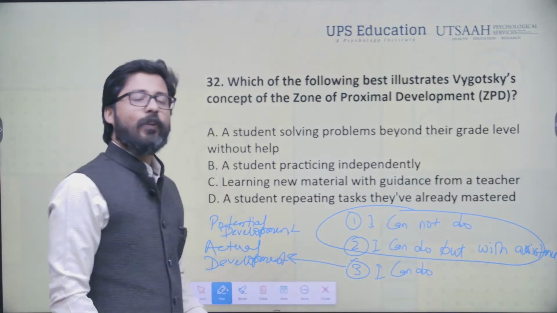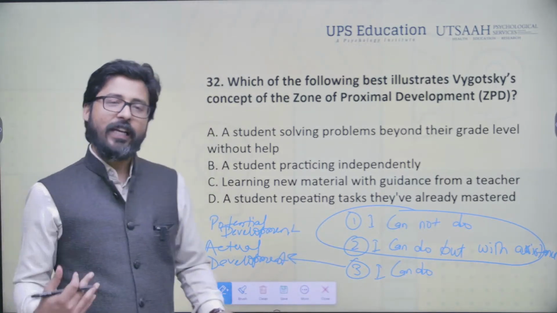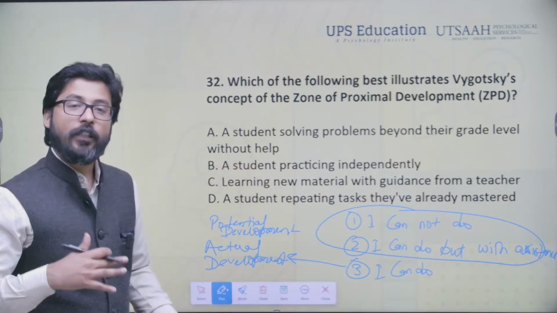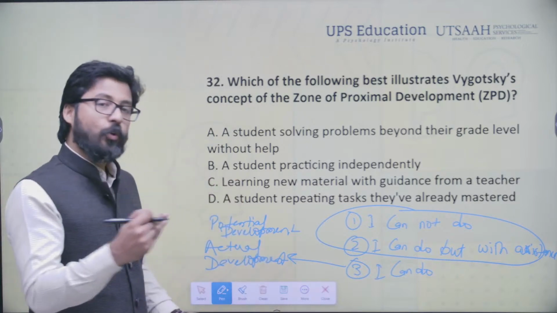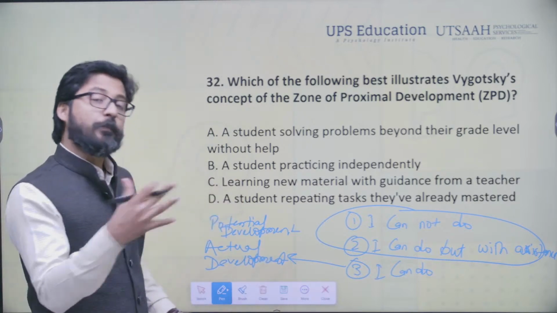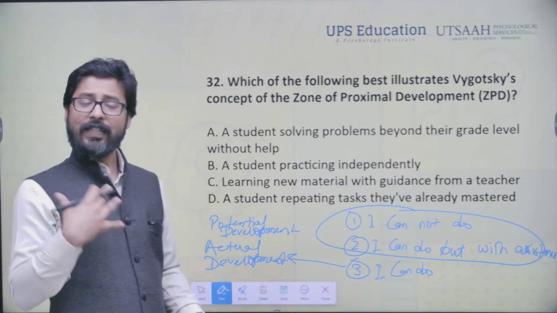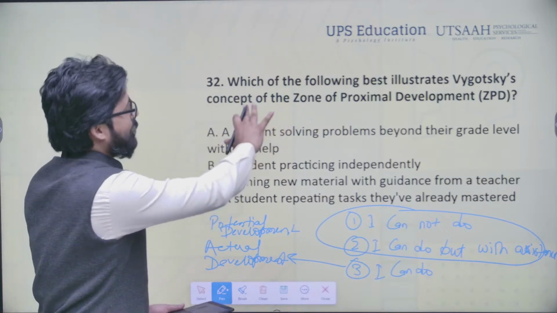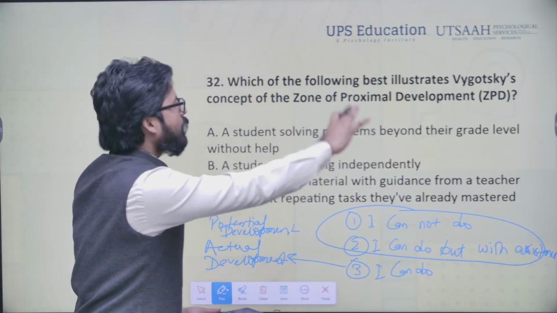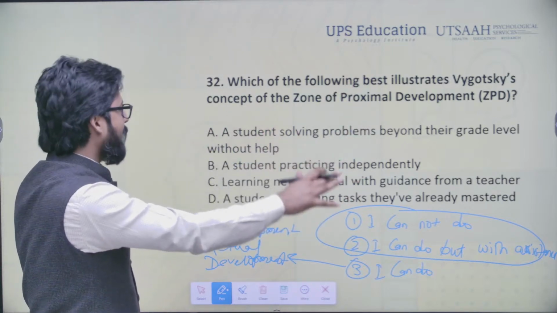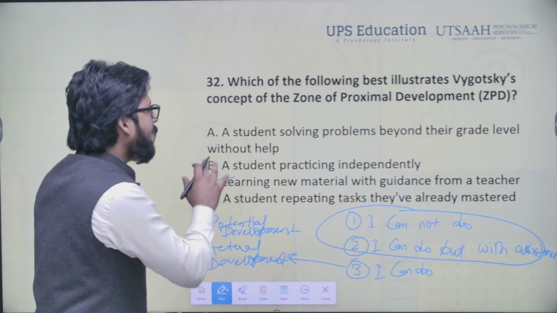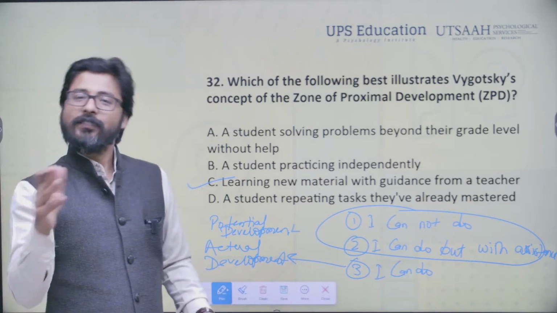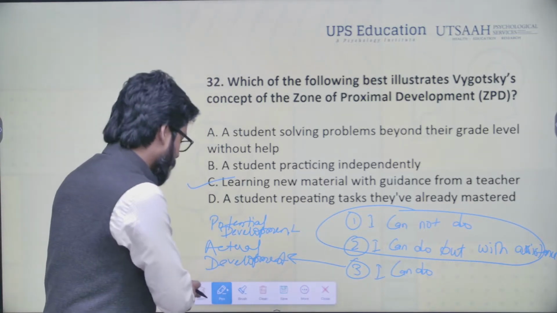Why do we call them potential development? Because whenever a child has the thought, I cannot do, there is potential to develop their thought. Then they will move to, I can do, but I need assistance. There is potential. But when a child reaches, yes, I can do it now, that is the actual development. So according to the statement, which of the following best illustrates Vygotsky's concept of the zone of proximal development, the correct answer will be C, learning new materials with guidance from a teacher, with guidance from a caretaker or parents. So C will be the right answer.